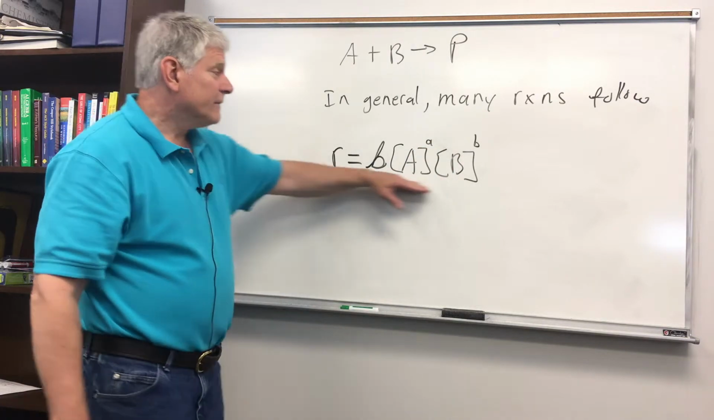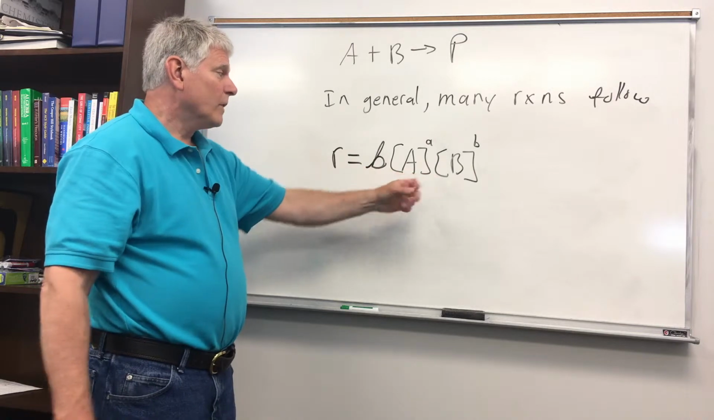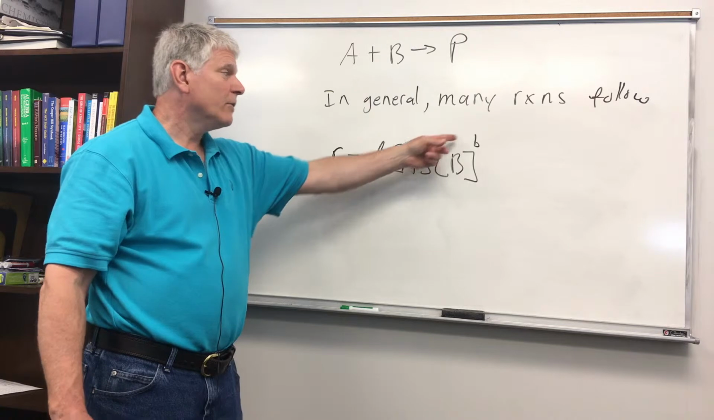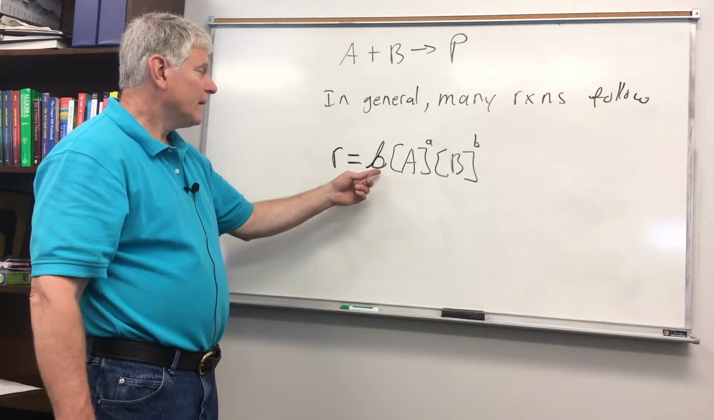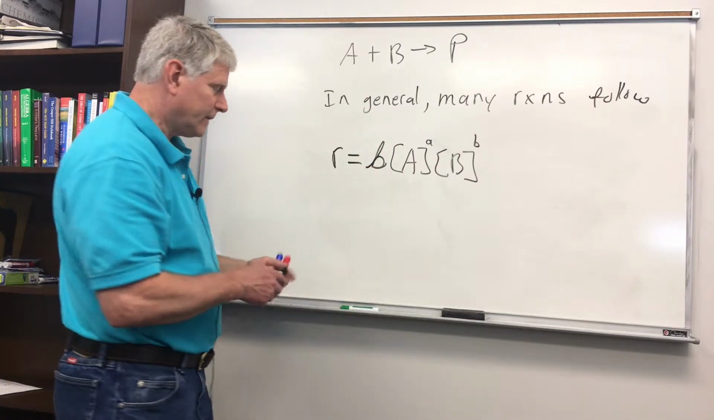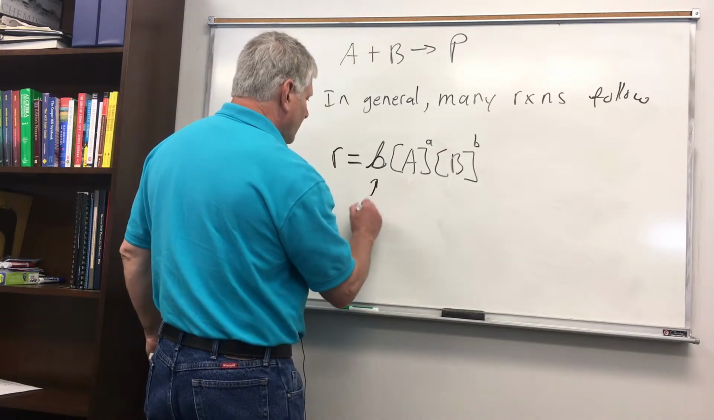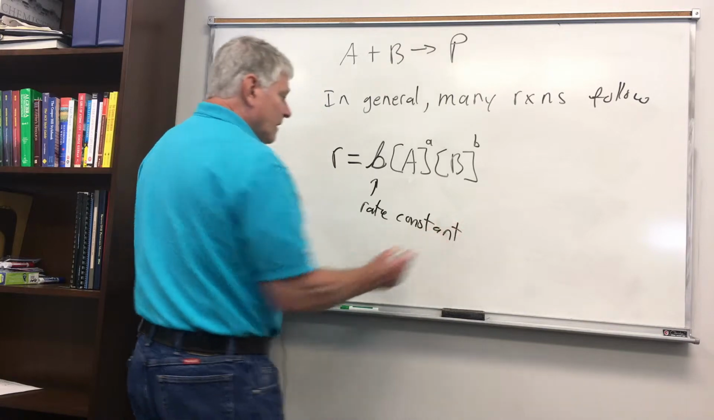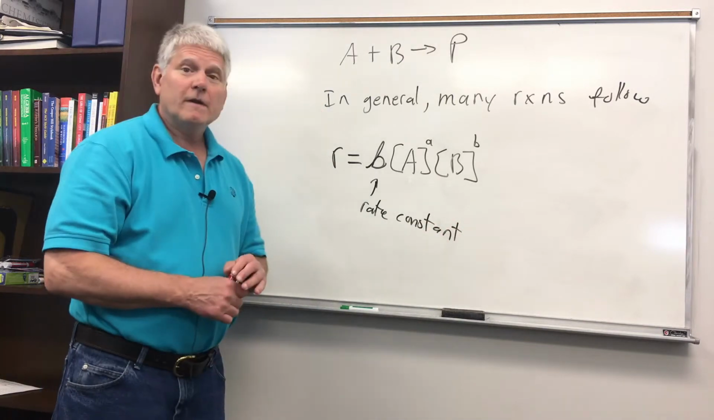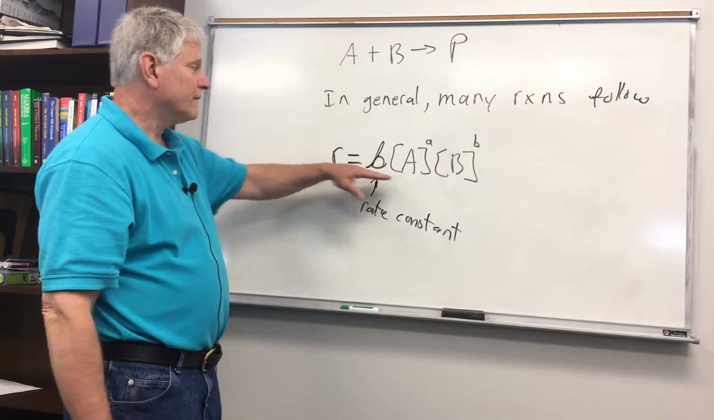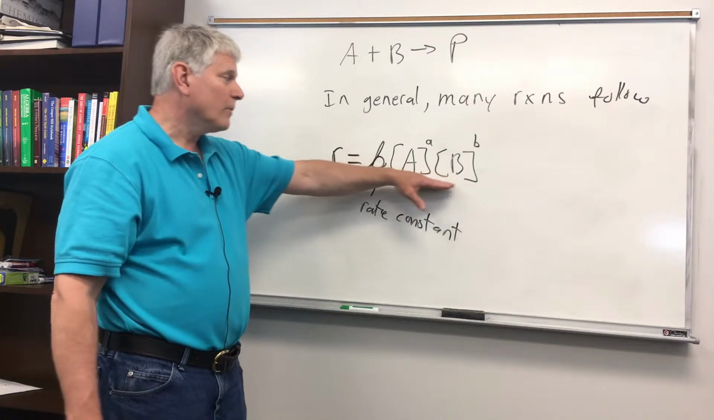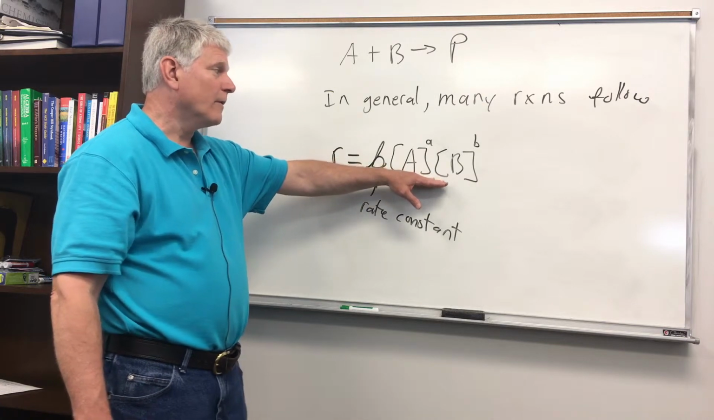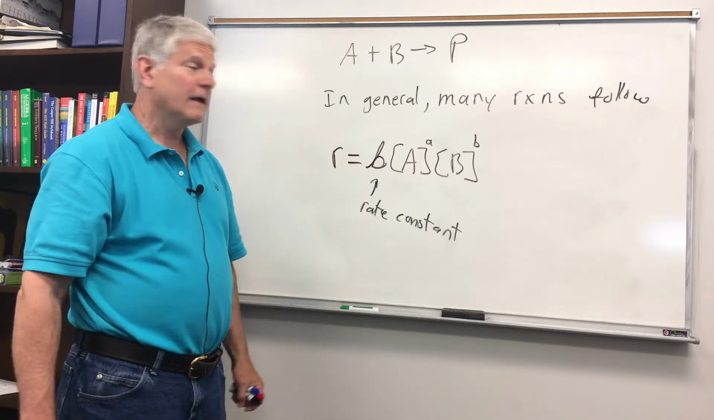So many reactions can be written in this form, where we just take the reactants' concentrations raised to a power and multiply them, and then we have a proportionality constant here called a rate constant. Some reactions are much more complicated, and so you can't write down this simple form, but many reactions you can, and so we'll use this form for the reactions in this class.